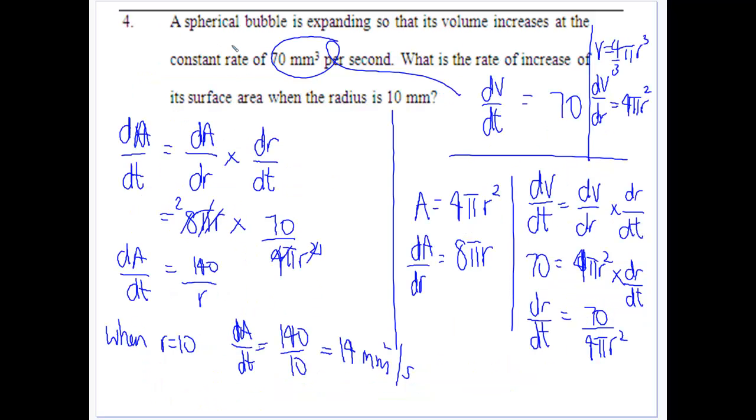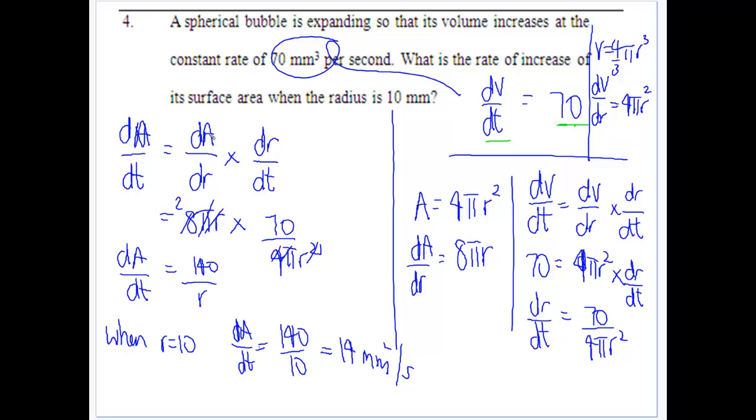And then we've got a spherical bubble expanding, so the volume increases at a constant rate of 70 millimeters cubed per second. So this time we've got dV/dt is 70. So we've got the rate of change of the volume. Now what we want is to find the rate of increase of the surface area. So what we want is dA/dt.